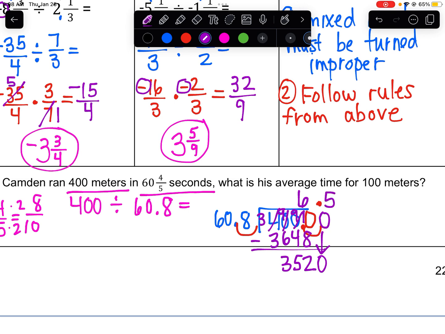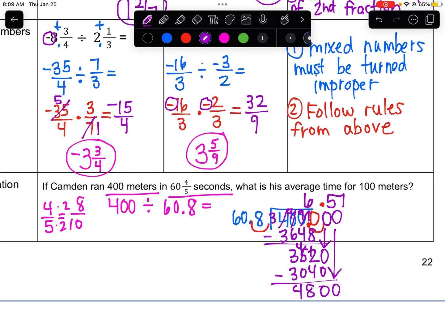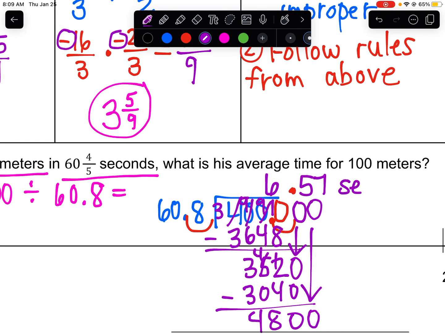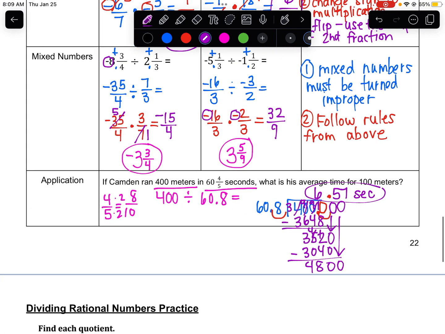So this one's getting pretty tricky. That's 3,040 left over, so I'm still doing some subtracting and borrowing. I have 480 left over, and I want you to go out one more time. So 4,800 divided by 608 gives me a 7, and then you can stop right there. So what is the average time for 100 meters? 6.57 seconds. All right, so you're gonna move on and do the practice and the check for understanding.